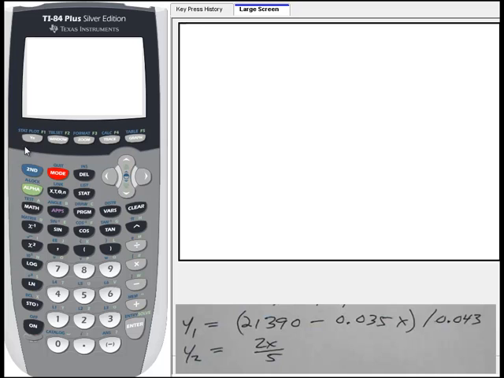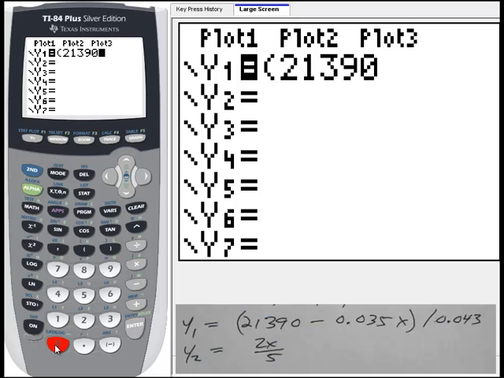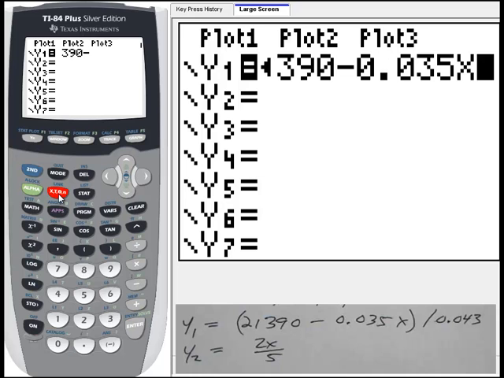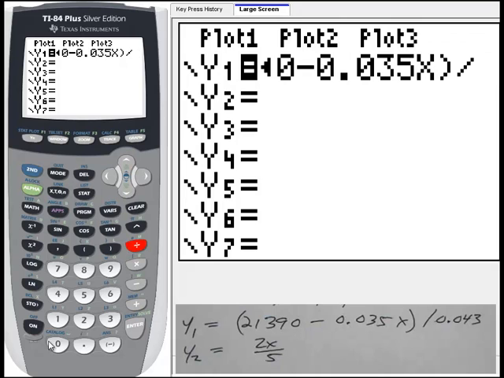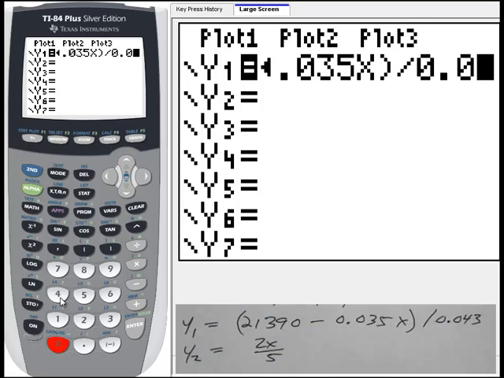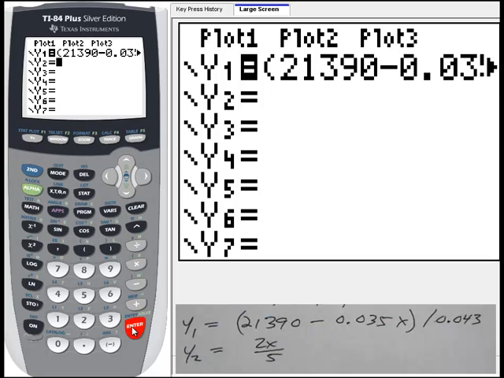Okay, here at the calculator, we can go to the y equals edit screen. And for y1, we've got parenthesis 21390 minus 0.035x, parenthesis, divided by 0.043. Okay, for y2 we have 2x divided by 5.